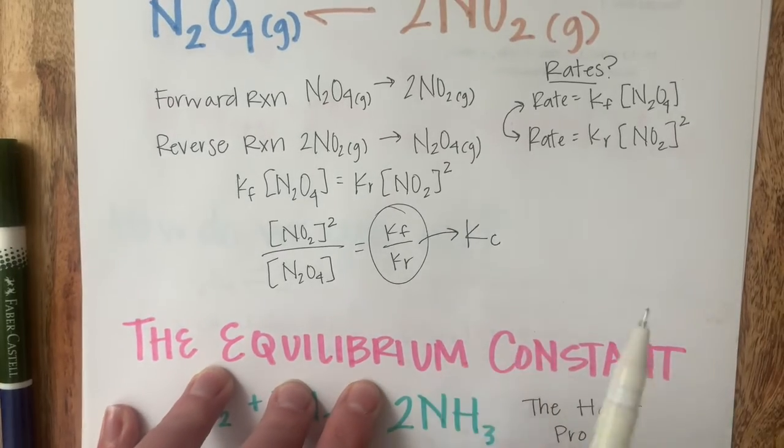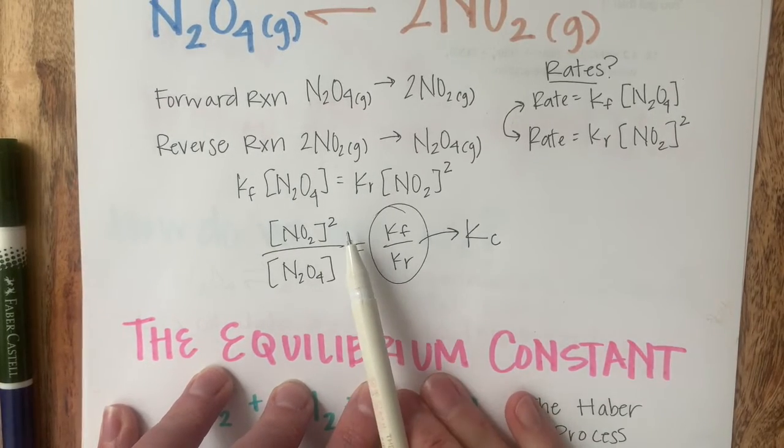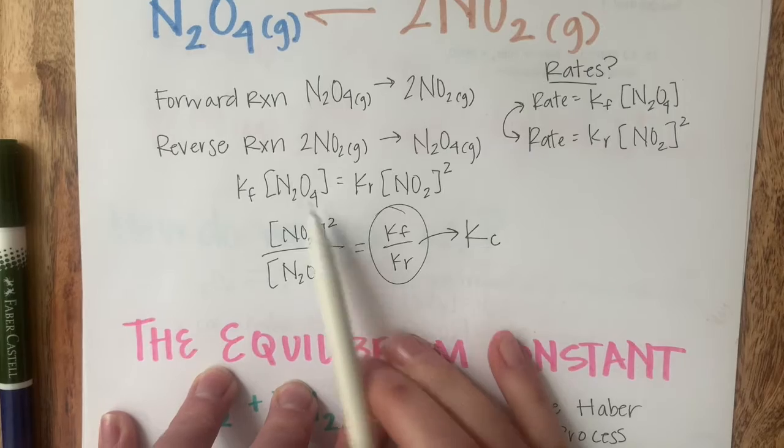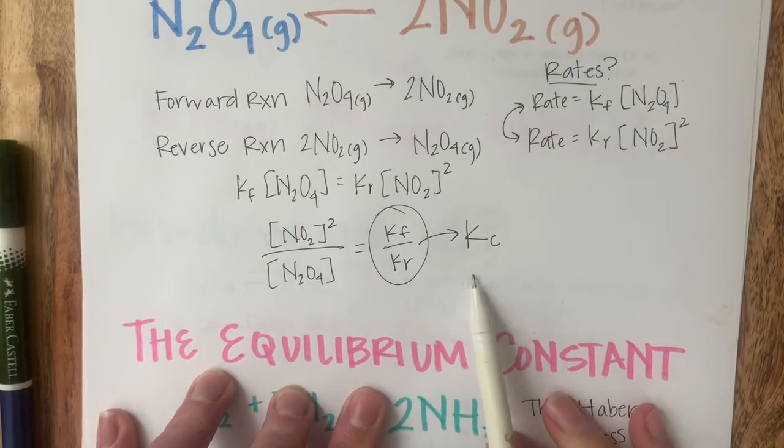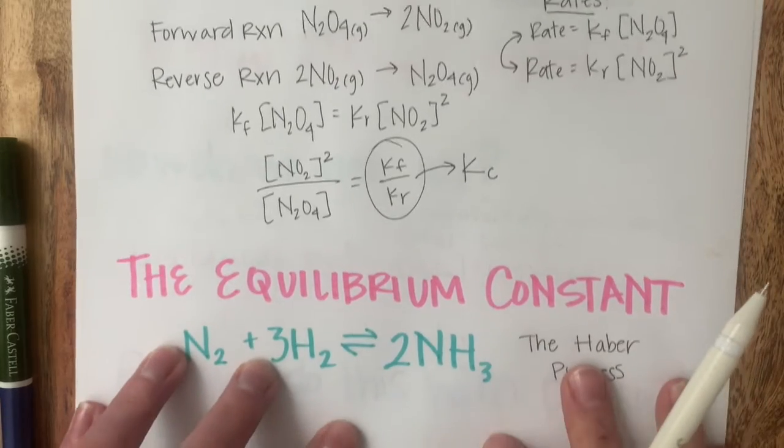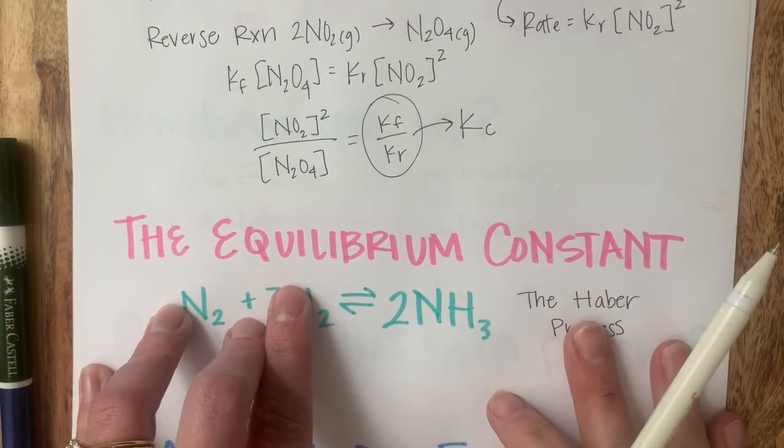So notice what we have. We have the concentration of products to the power of their coefficient over the concentration of the reactants, and that is equal to a constant. Okay, it's called the equilibrium constant.